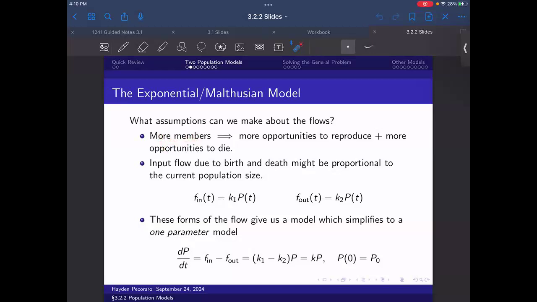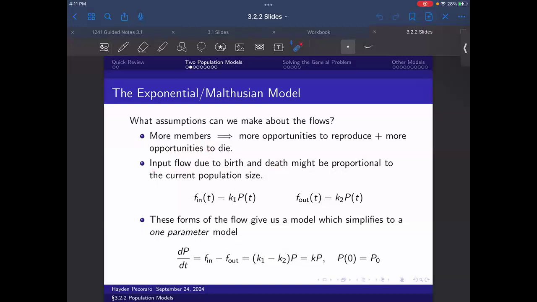More members means that there are more opportunities to reproduce, means that there are more opportunities to die. Right? If you have a lot of things and you check each one of those things, there's a chance that one thing, maybe a piece of bacteria, can create another bacterium, or maybe an otter, unfortunately, may die off. Right? But there's a chance associated with each of those.